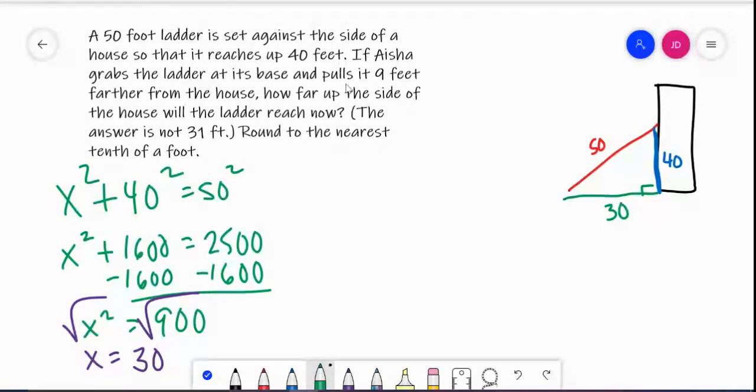All right, now let's get to the part where Aisha grabs the ladder and pulls it 9 feet further. So if she pulls it 9 feet further, boom, 9. The ladder height is still staying the same. It doesn't change any difference. All right, so now it's 39 feet from the building. When I add these two together, it's 39.